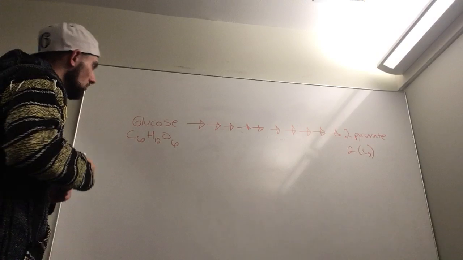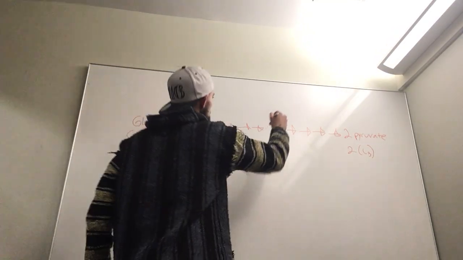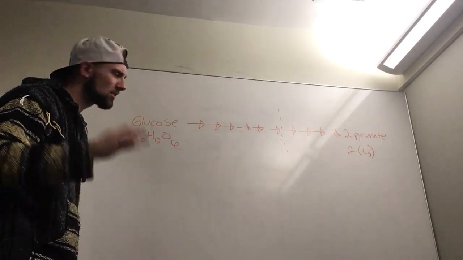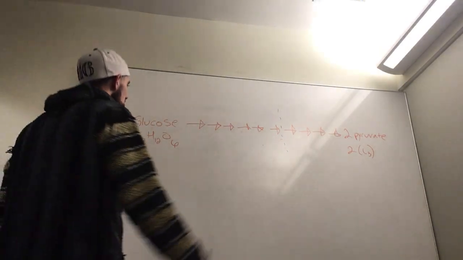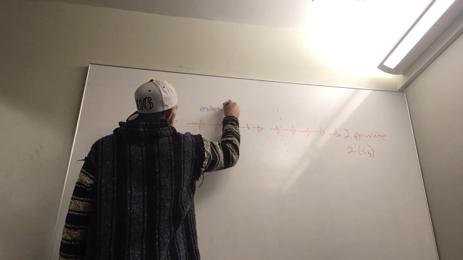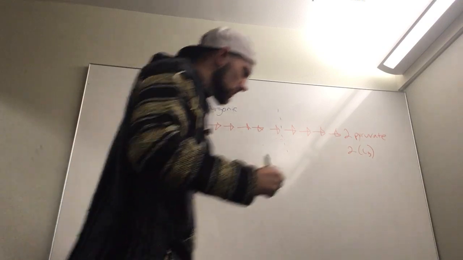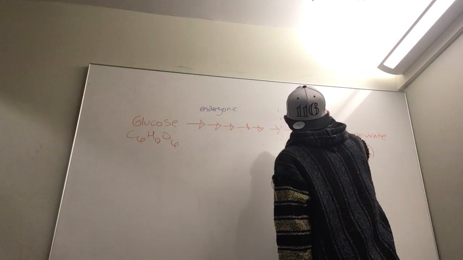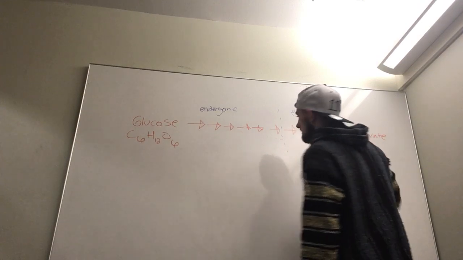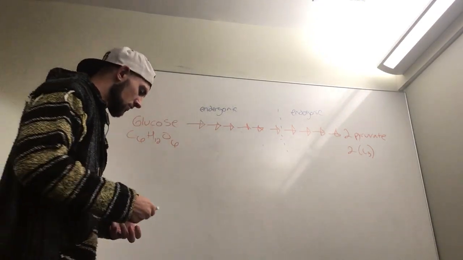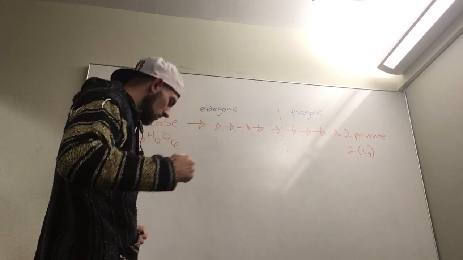So what happens? Well, it's kind of a 2-step process, really. I know it's 10 steps, but there's one half and there's a second half. The first part is endergonic. To be honest, I'm not exactly sure what that means, but he didn't mention the definition in the video, so I wouldn't be too worried. He also didn't mention it in lecture, as far as I know.